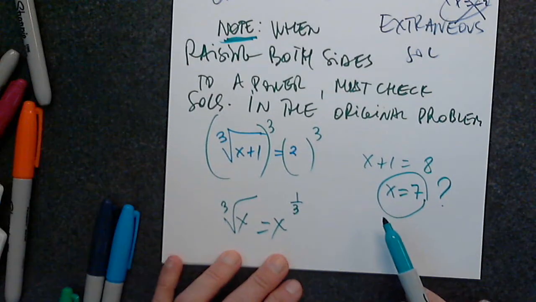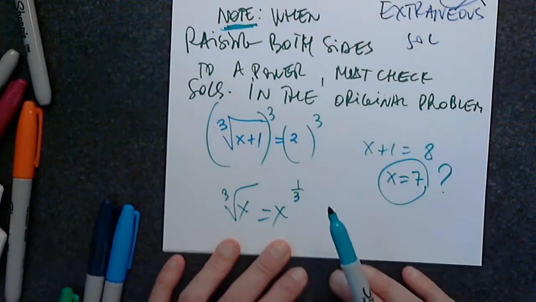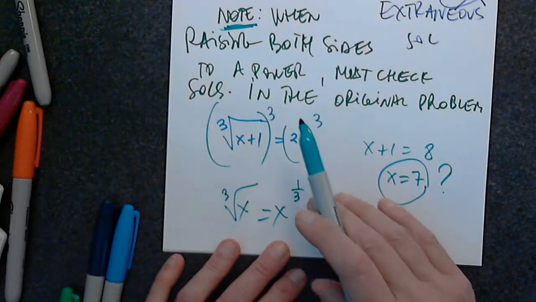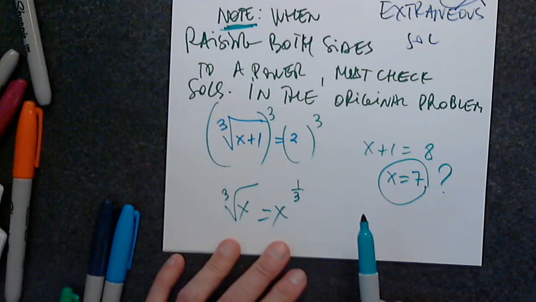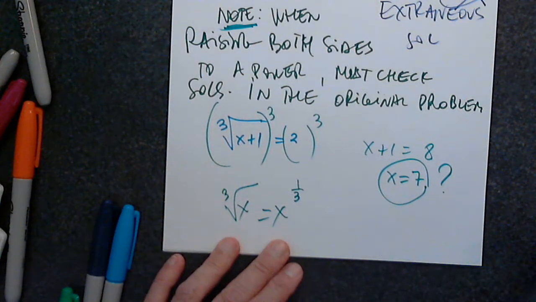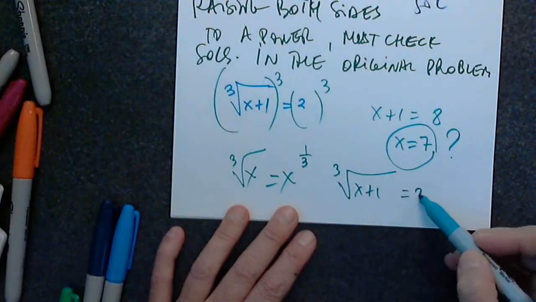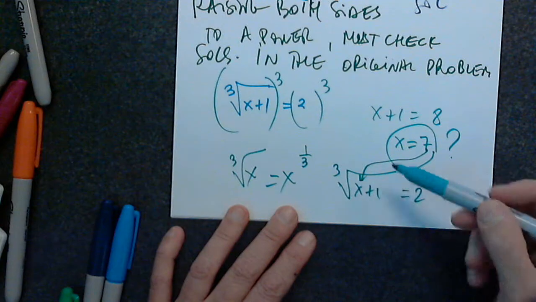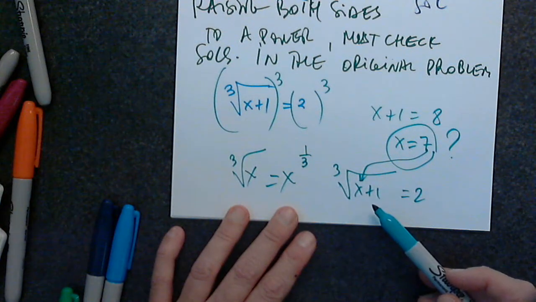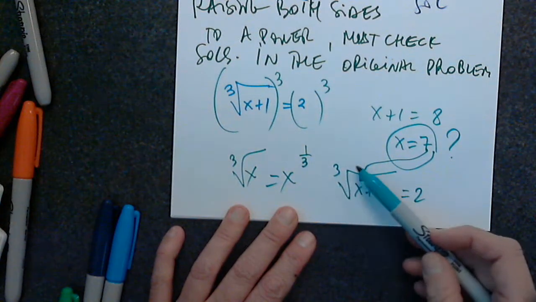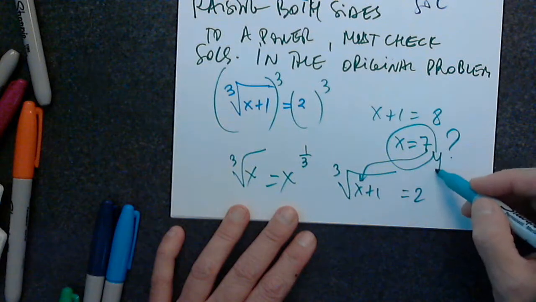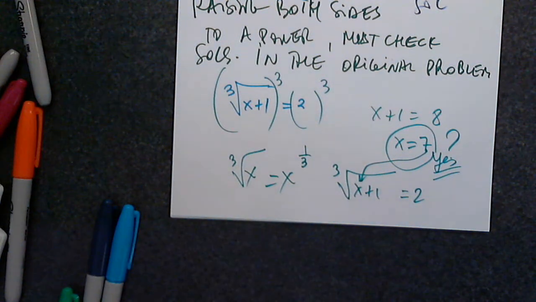Well, I have to be honest. Every time we raise to an odd power, it will always work. But if we raise to an even power, it's not guaranteed. But let's follow the rule. I go back to the original problem. I replace x by 7. 7 plus 1, I have to add first, is 8. The cube root of 8 is 2. Yes. So then I'll say x equals 7 is indeed the solution.